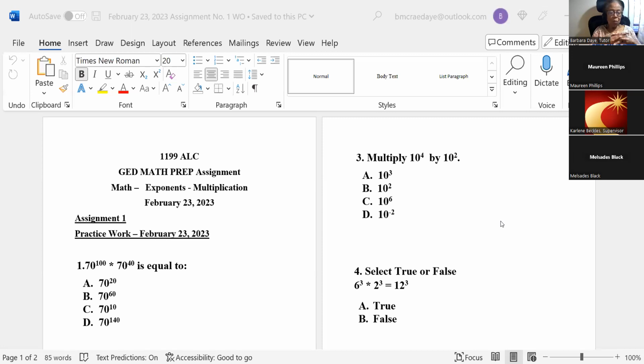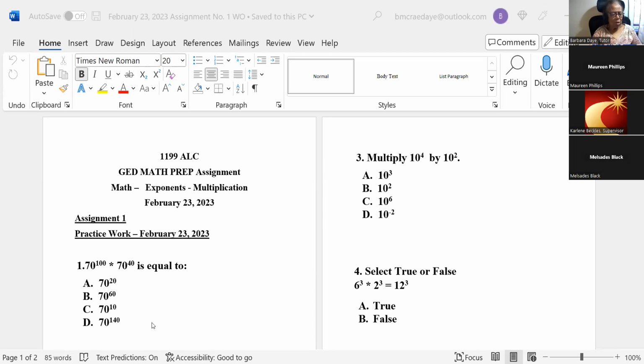Okay, so I'll say these. Read number 1 and tell me the answer. Okay, number one: 70 to the 100 power plus 70 to the 40 power is equal to what?